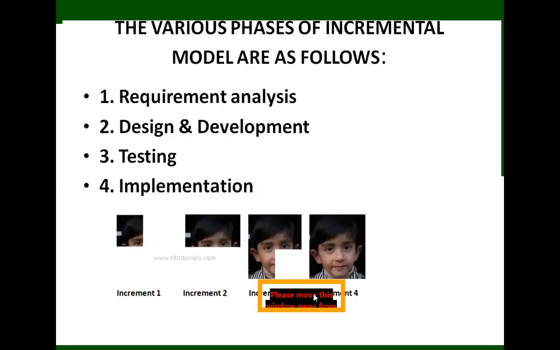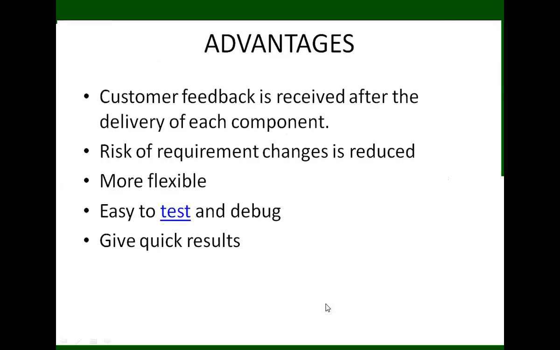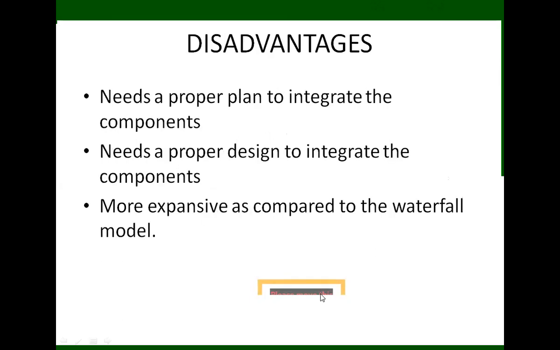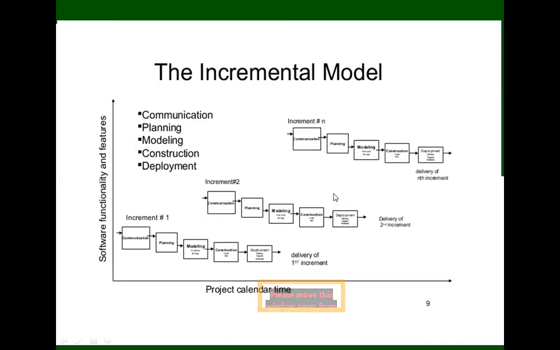This is increment 1 and increment 2. Yesterday... Only 66 members have joined. What are the disadvantages of the incremental model? I already told you about the incremental model we are using.